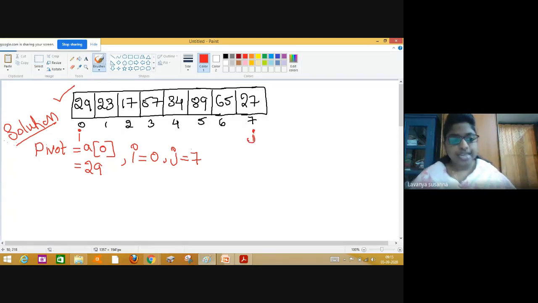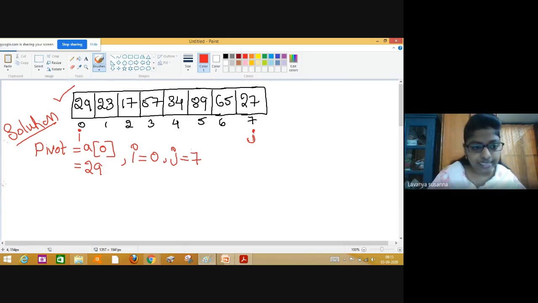Okay, step 1. First, you need to select the pivot element. Pivot element always will be 29, A of 0. Next, you need to select I equal to 0. I is pointing to 0th index. Next, J is pointing to 7th index. Let's start step 1. Write down step 1, listen first and next note down.